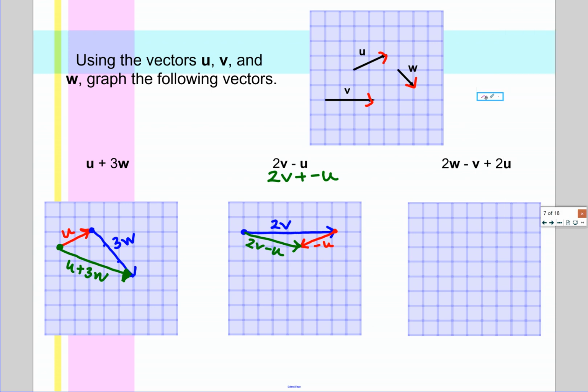2w we're going to start with. All right, so I don't know where to start this one at. I guess we're going to find out. 2w, I would have to go down 2, right 2.